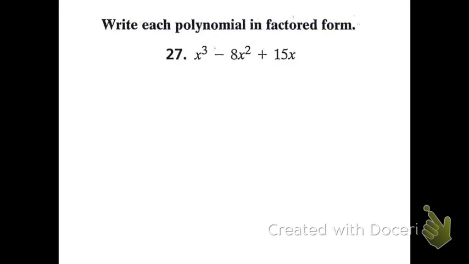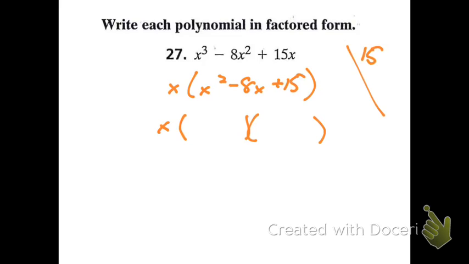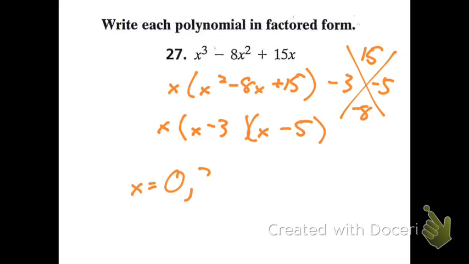All right, one more. I was really hoping to be done. So we factor out an x. We're left with x squared minus 8x plus 15. So the x comes down, and what do we get? We get two numbers that multiply to 15 and add up to negative 8. So what do we got? 3 and 5? Sure, but we have to make them both negative. So x minus 3, x minus 5. Okay, so my zeros are going to be 0, 3, and 5.